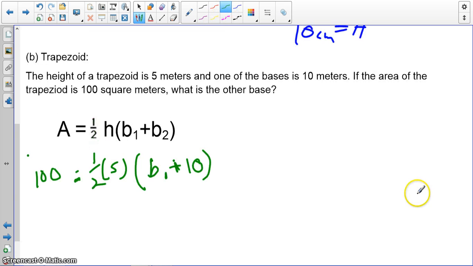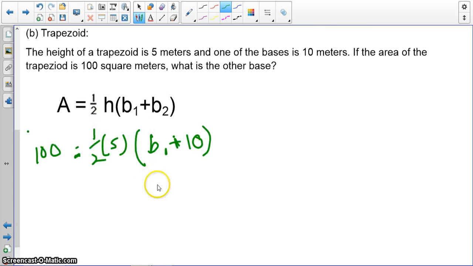and all sorts of technical difficulties. Okay, fixed it. I just paused it and fixed it. That was frustrating. All right, so there we go. 100 goes in A for the area. 5 is the height for H, and then either one, it doesn't really matter. One of the bases is 10, and so we just solve for B1.